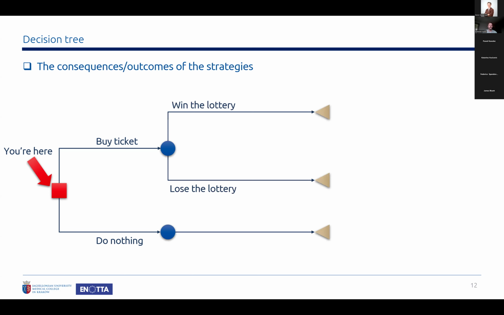So next we add the consequences of each choice, so winning or losing if we buy the ticket, and no change if we don't buy the ticket. Then we add probabilities to the graphs in place, so-called stochastic nodes. We have only one stochastic node. We are adding the probability of winning the lottery and probability of losing the lottery to the graph. So the probability of winning is 15%, and the probability of losing the lottery, the so-called complementary probability, is 85%.